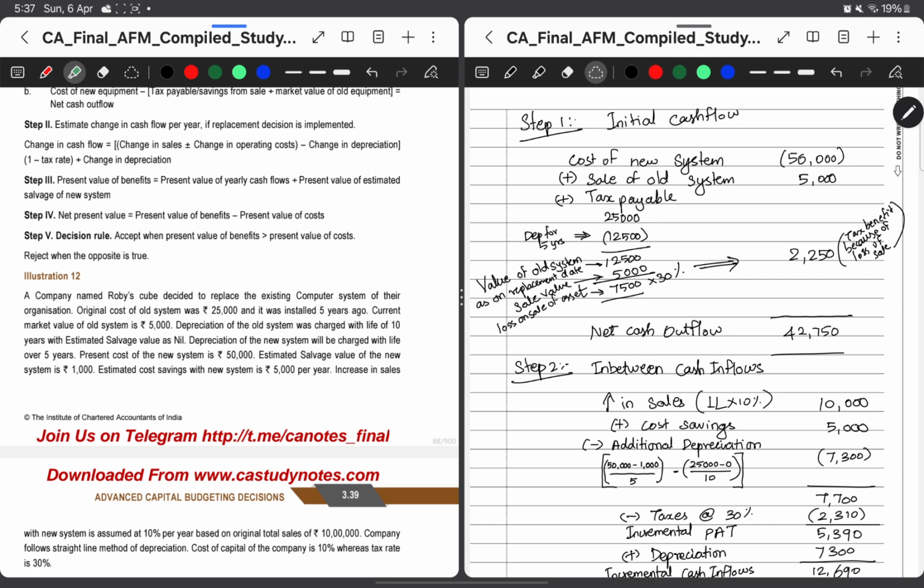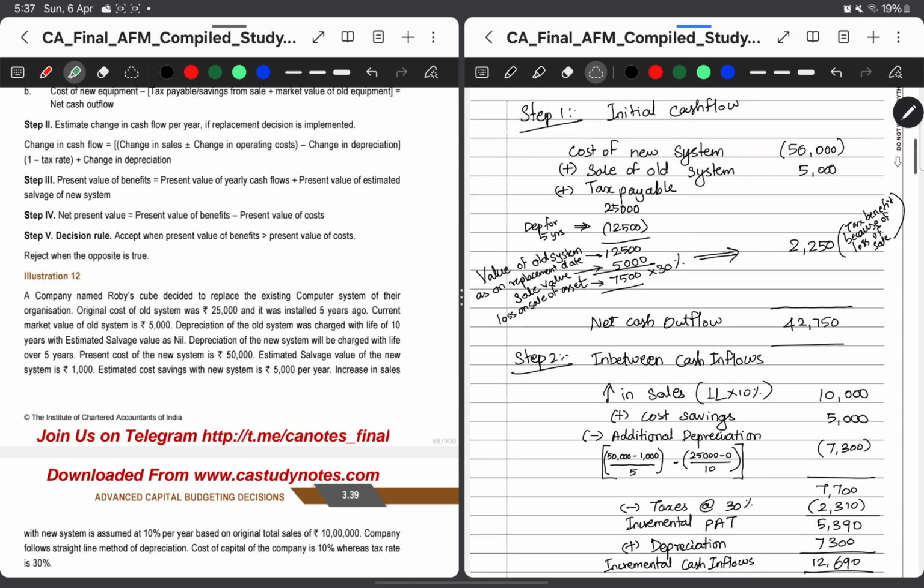Going into the answer, the initial cash outflow, the cost of the new system will be 50,000, which will be the first cash outflow, and then there will be a cash inflow of 5,000, which is nothing but the sale of the old asset, which we are selling for 5,000, and there will be a tax savings, tax benefit. Actually this is not payable, it's tax savings. So how will we get this tax savings?